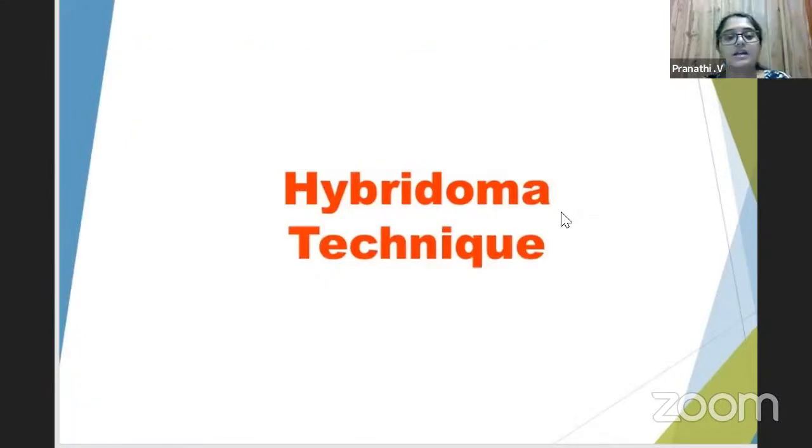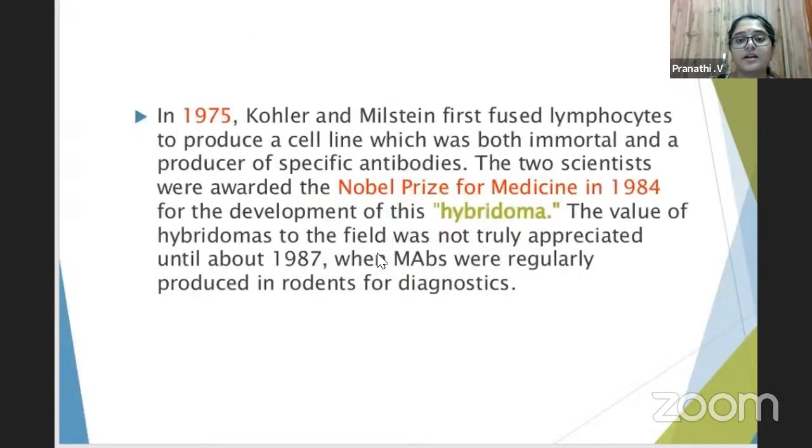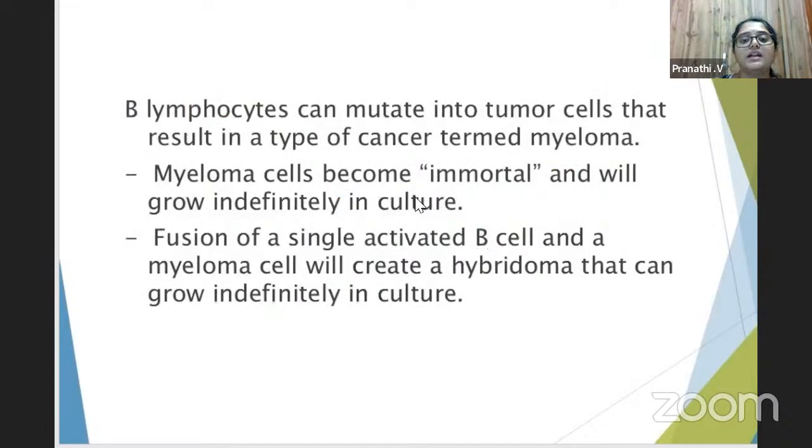So when it comes to the hybridoma technique, Kohler and Milstein actually won a Nobel Prize for it. B lymphocytes can actually mutate into different kinds of tumor cells, because of which you get myeloma. Whenever there is a myeloma cell, this cell is going to be immortal and will keep on growing in the culture. So an activated B cell and a myeloma cell, when fused together, will form a hybridoma cell.